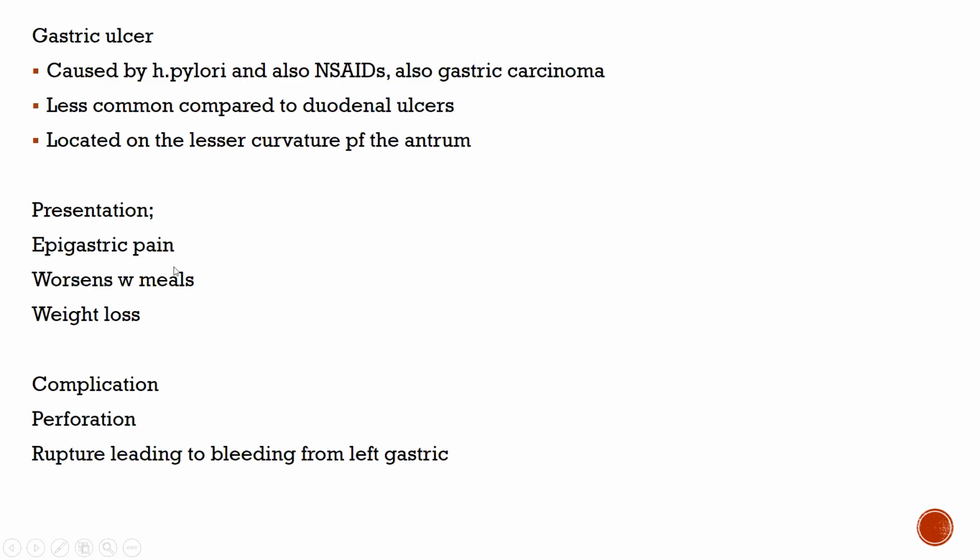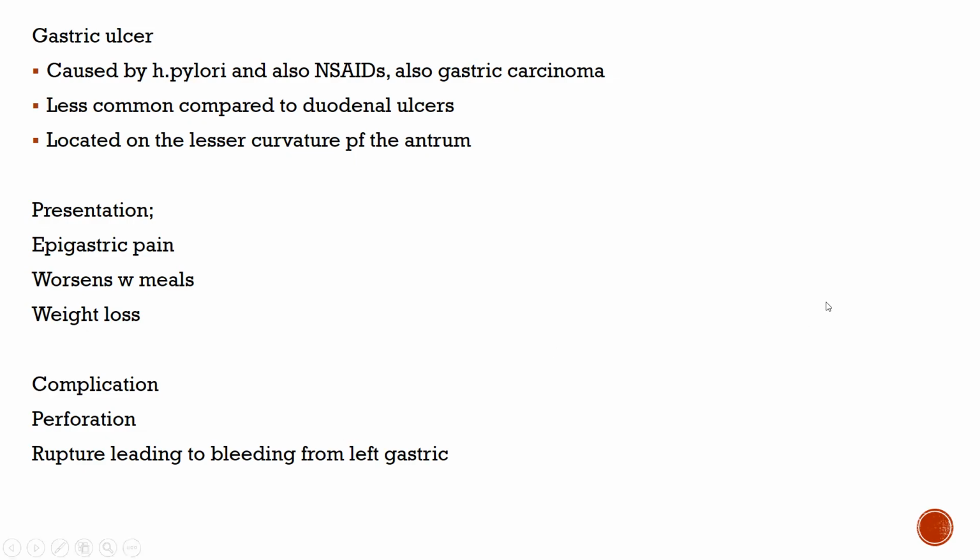Yeah, thank you, Joy. So this one now worsens with meals. So in real sense, patients will try to avoid eating because they know that will lead to pain. The end product is that the patient will lose weight. What is the complication? It leads to perforation. The perforation later on leads to rupture, leading to what? The bleeding from the left gastric artery. Now this one will be an emergency case, and you'll have to intervene surgically.